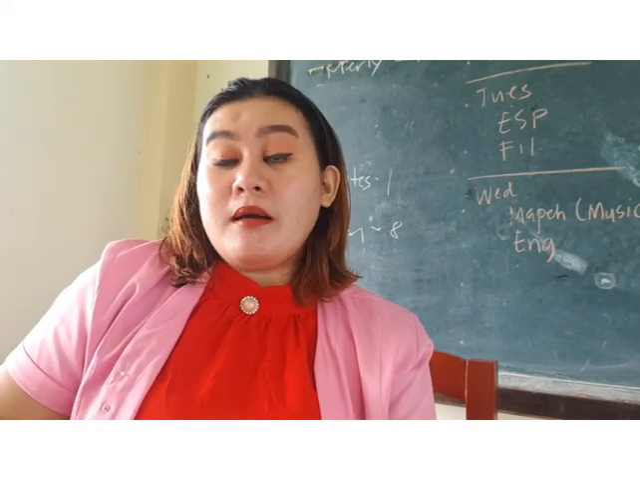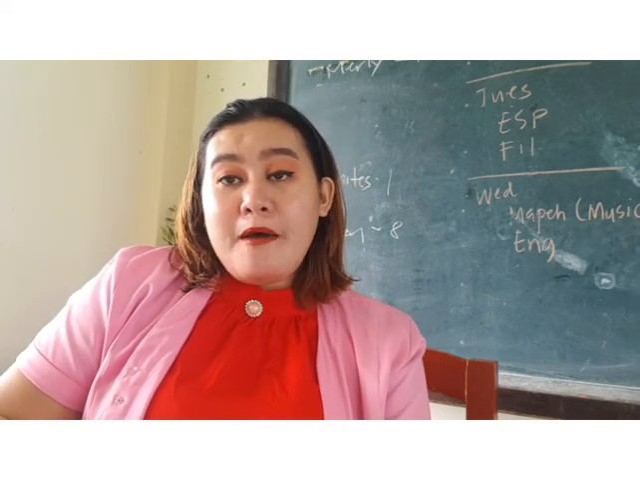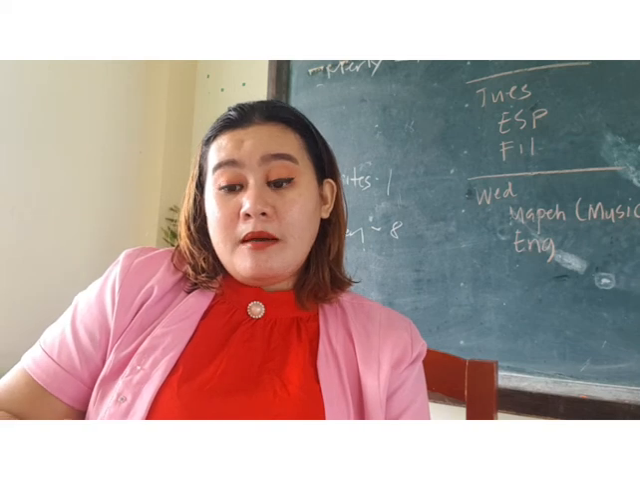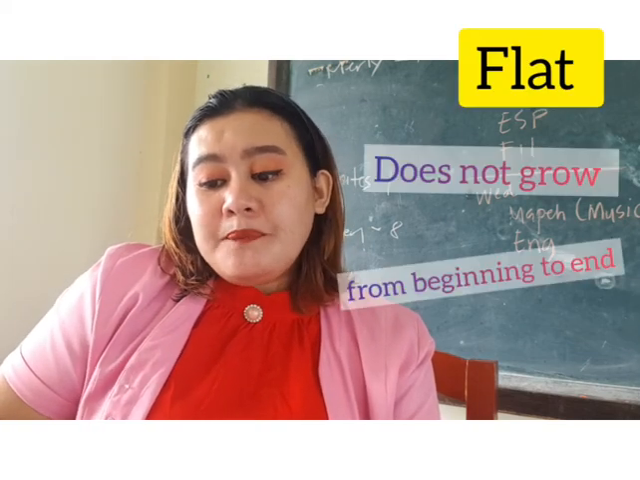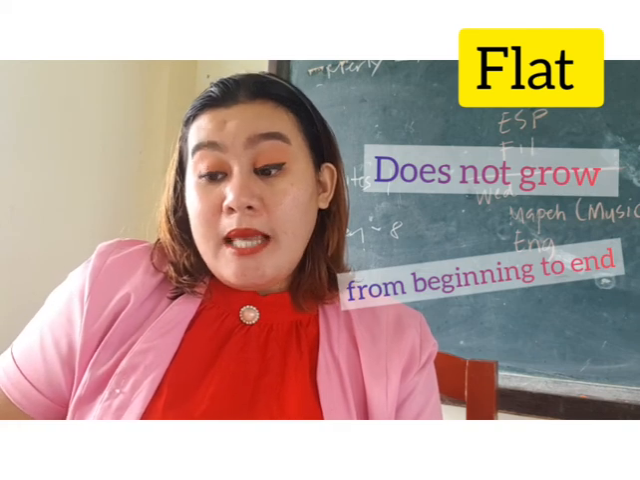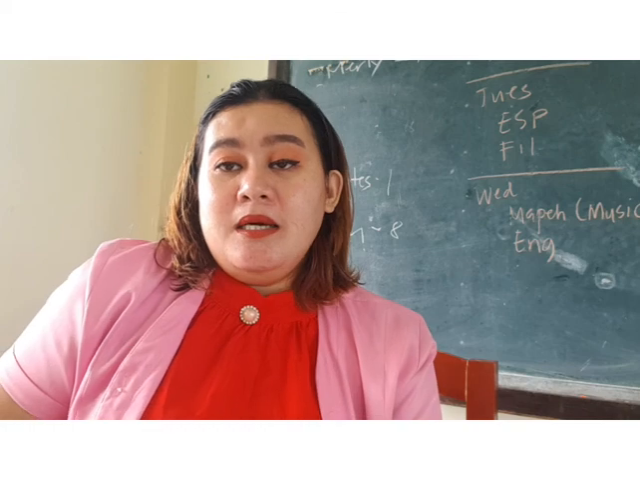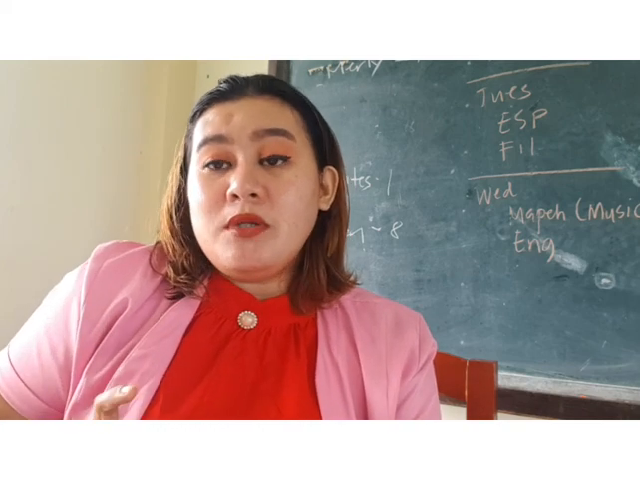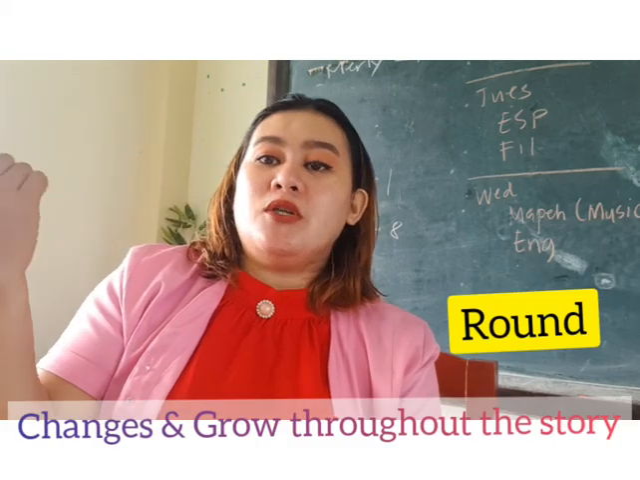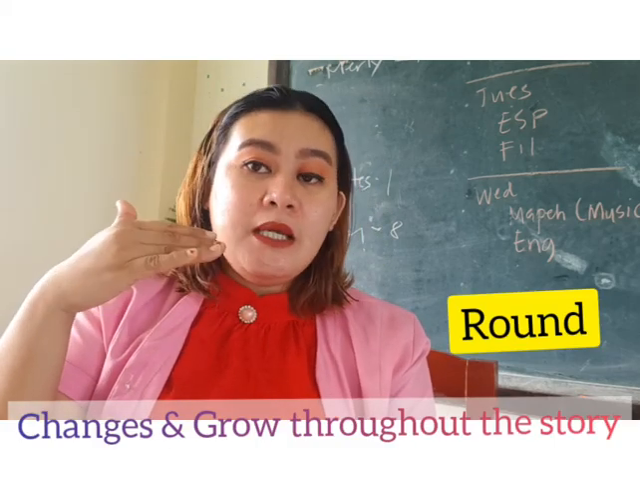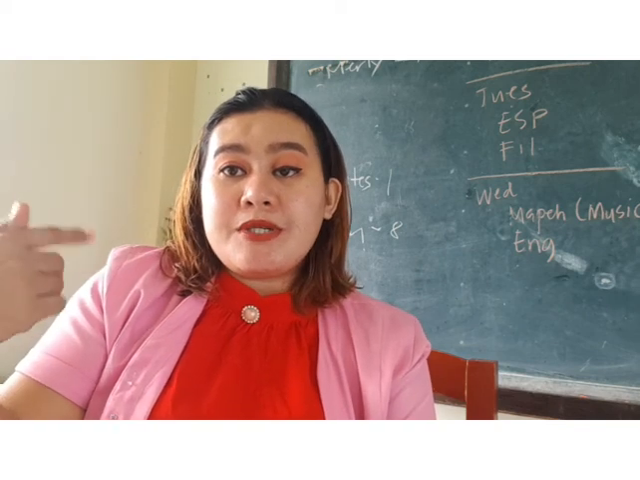Some characters in the story do not change. So we have the characteristics of the characters: the flat and the round. The flat are static. He or she does not experience a change of any kind. From the beginning of the story up to the end, there's no development. While the round changes and grows. From the very start of the story up to the end, the character grows.